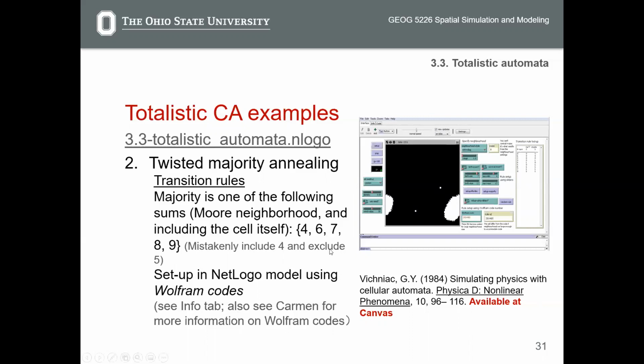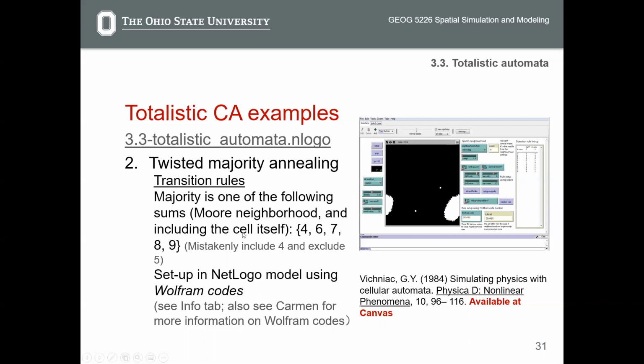These situations are considered majority, which means if there are 4 zeros, 6 zeros, 7 zeros, 8 zeros, or 9 zeros, then 0 is majority. It's the same for 1. If there are 4 ones, 6 ones, 7 ones, 8 ones, or 9 ones among the neighborhood and the cell itself, then 1 is majority.